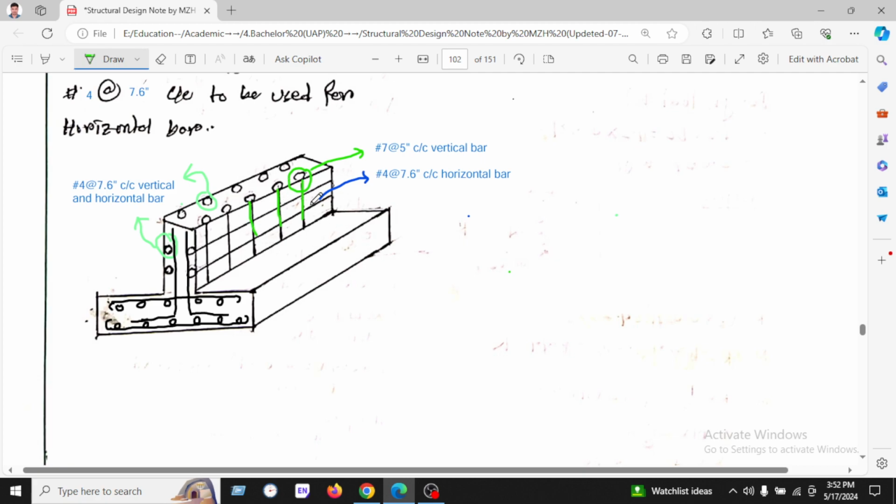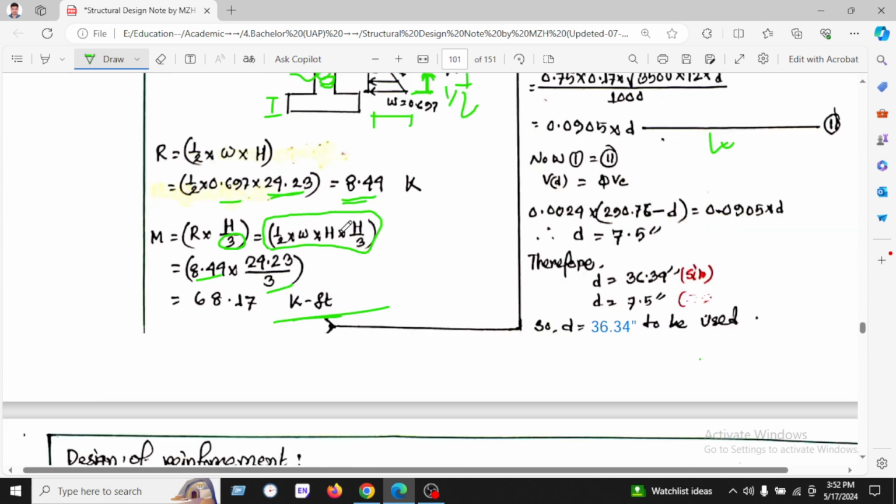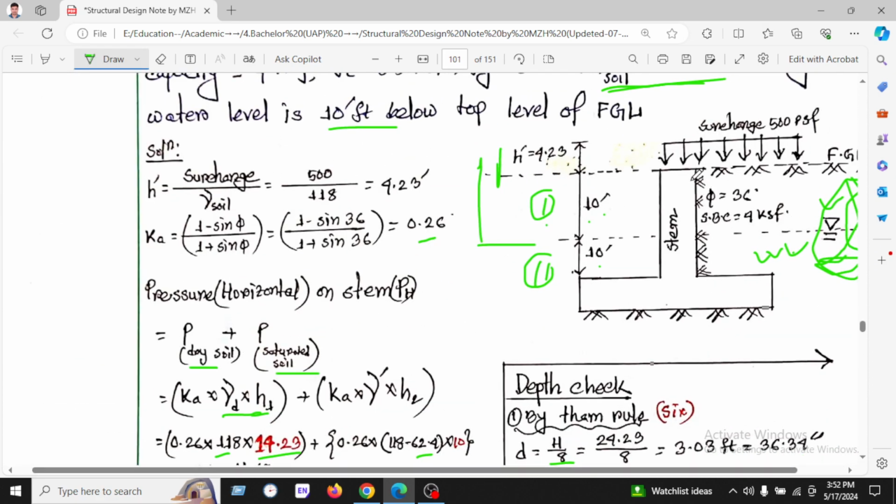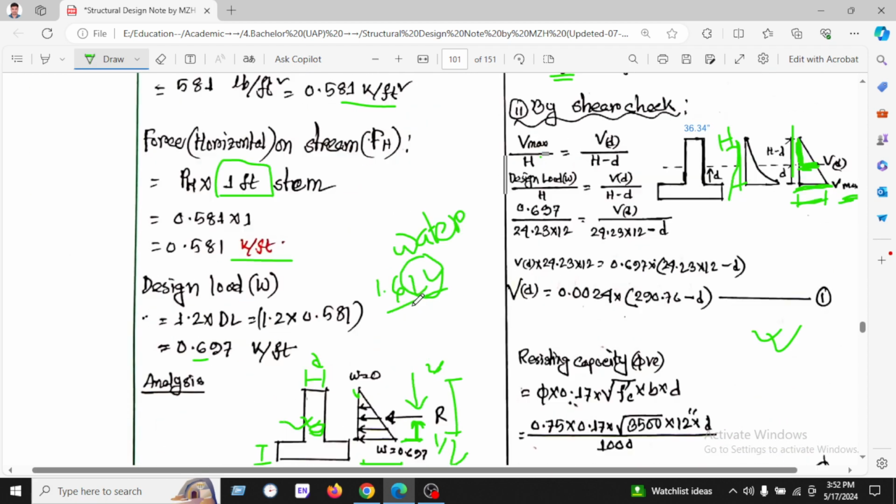We will use this portion where the soil is resting. So take note of this. There is the soil. So we will use this principal bar on this side, not the other side like this. So we will use this principal bar where this side of soil is resting.